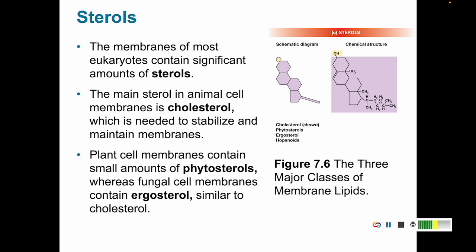Most eukaryotes also have sterols, a lot of sterols in our plasma membrane. These, you can see, don't have that same phospholipid shape. They don't have the phosphate head. They don't have the fatty acid tails. But they are still part of our cell membrane, and they are super important.